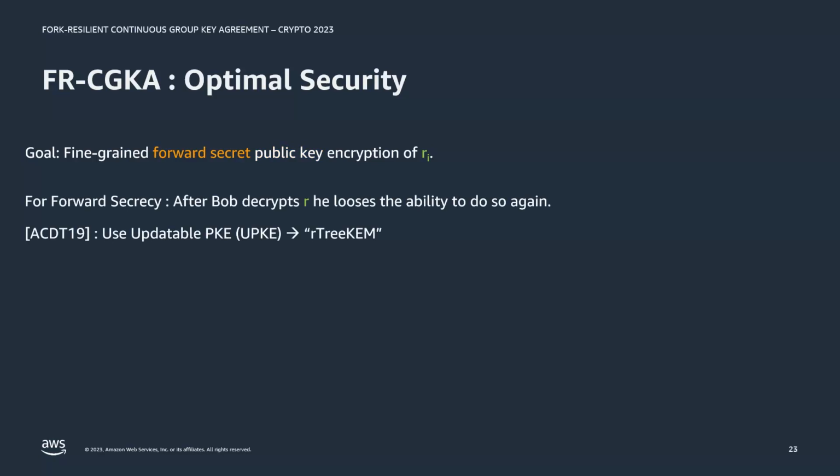So this has been looked at before, even in the context of CGKA. In ACD T19, they introduced using updatable public key encryption, which is sort of a form of a poor man's forward secret public key encryption.